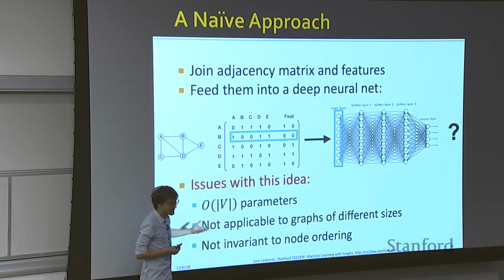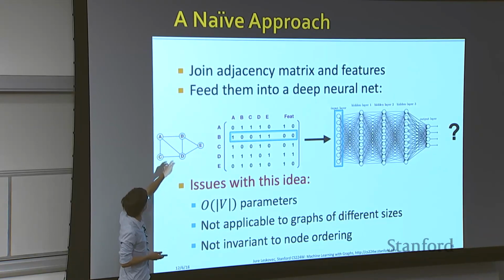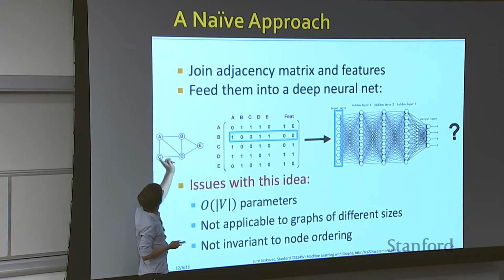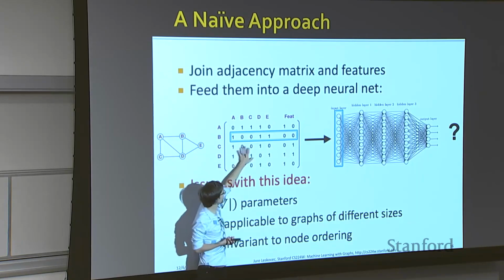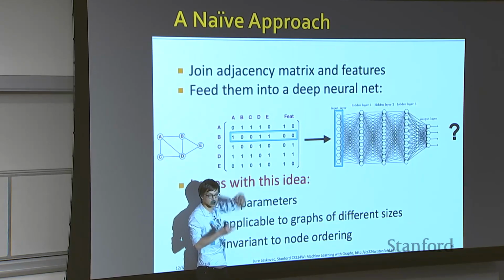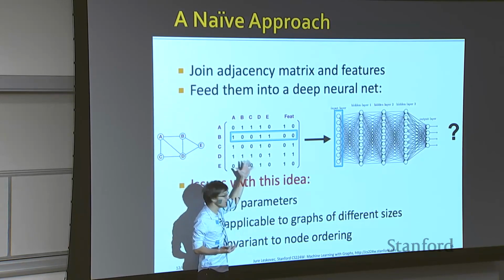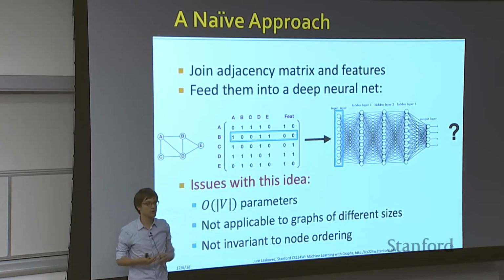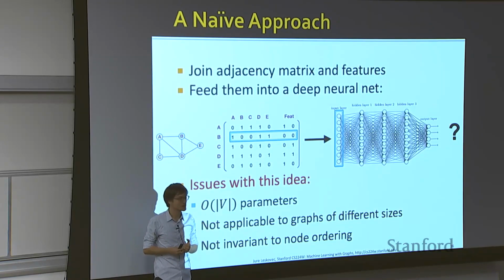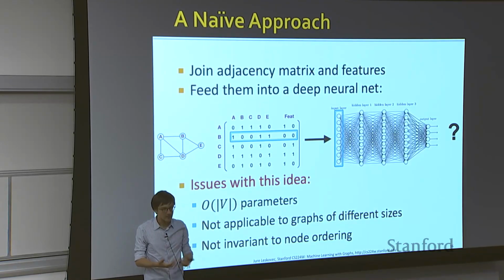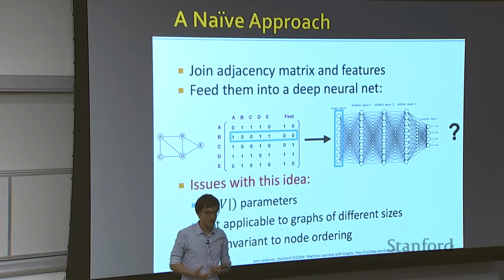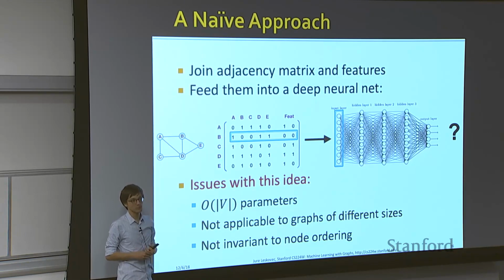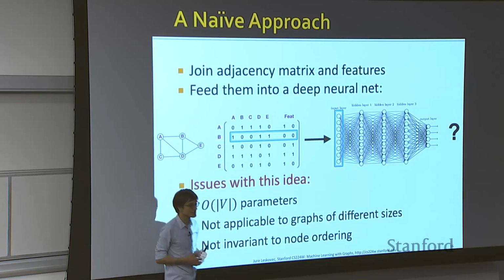And then there is another issue. Right now we labeled the nodes as A, B, C, D, E. But I could label them in a different order, and then this adjacency matrix would change, would shuffle. And then the inputs to this network would also change, and it would get completely confused. So the point is that graphs are invariant to node ordering. You should get the same result regardless of how you order or number the nodes. So these are the three reasons why this won't work.